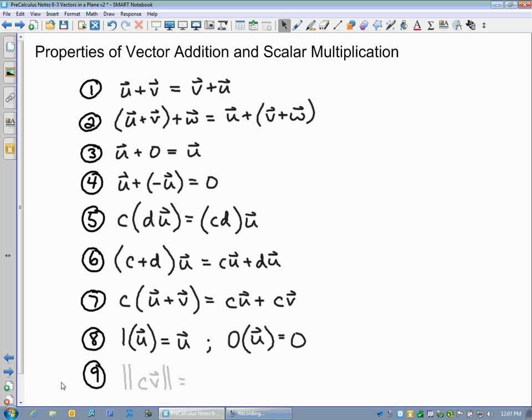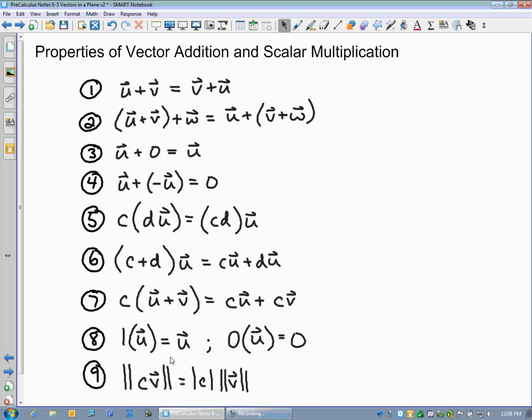And the last one, which might be new to you, says that if you have the magnitude of a scalar times a vector, if you wanted to factor that scalar out, you can do that. However, when you do that, you must take the absolute value of that scalar. So yes, you can pull the scalar out of that magnitude, but you must introduce the absolute value.